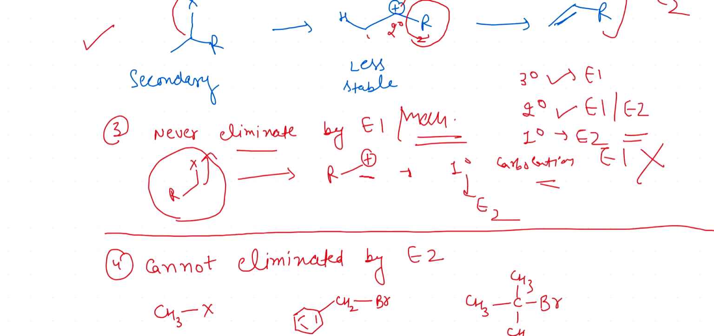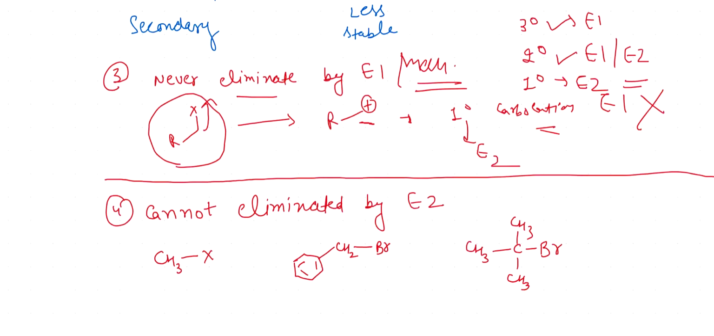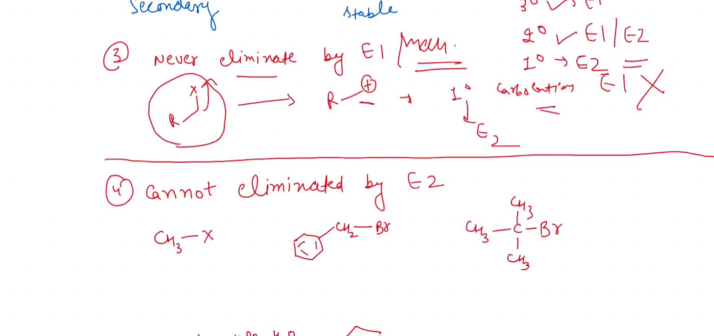Okay, there are some other substrates which cannot undergo elimination reaction by either E2 or E1, because in this substrate there are no alpha hydrogens. You can see here, this is a methyl group and it is linked to a halogen group. There is no further group, so it does not have any kind of alpha hydrogen. So it cannot undergo any kind of elimination reaction by either mechanism, E2 or E1.